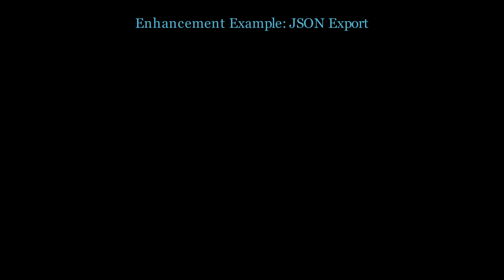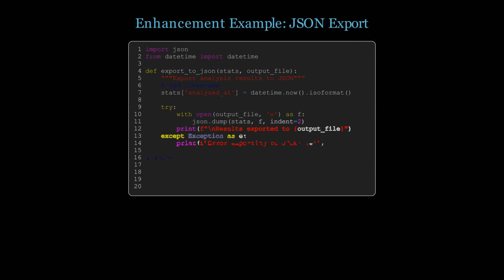Let's implement one enhancement. Exporting results to JSON format. This allows other programs to easily read and process our analysis results. The JSON export function adds a timestamp and writes all statistics to a JSON file. We handle errors gracefully and provide user feedback. The main function can prompt users if they want to export results. This makes our tool more flexible and integrable with other systems.